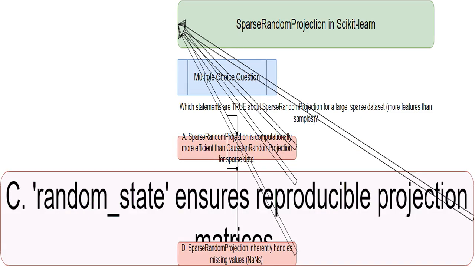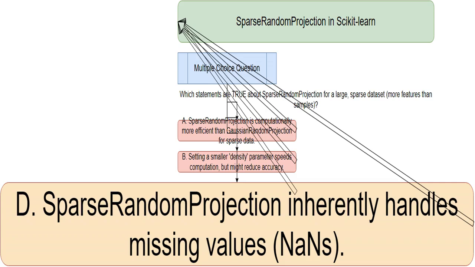Correct again. The random_state parameter acts as a seed for the random number generator. If you set it to a specific value, you'll get the exact same projection matrix every time you run sparse random projection. This is essential for reproducibility and allows others to replicate your results. This is false. Sparse random projection can't handle missing values directly. You must pre-process your data, e.g., by filling in missing values or removing rows or columns with missing data, before using it.